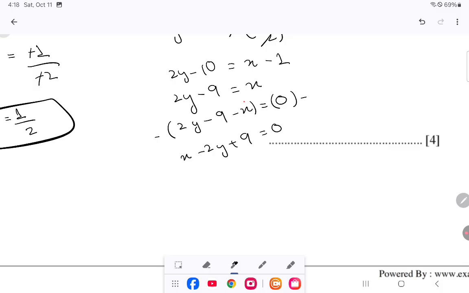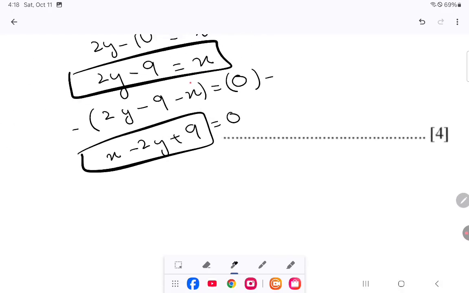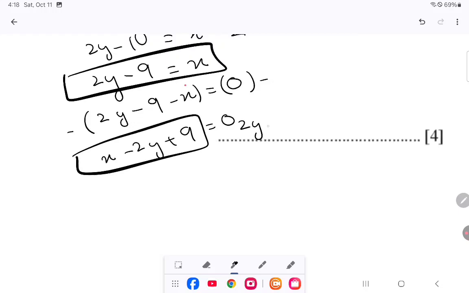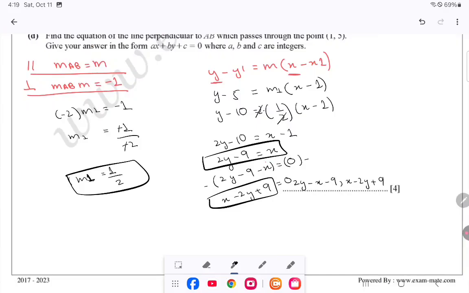So there are two forms, one in which the y is positive and one in which the x is positive. Both are the right answers. So this is part D of question 1.